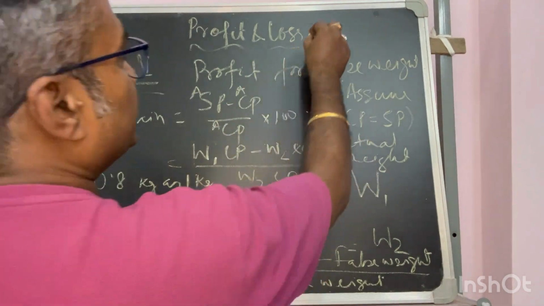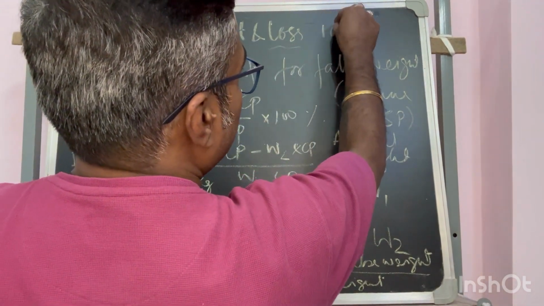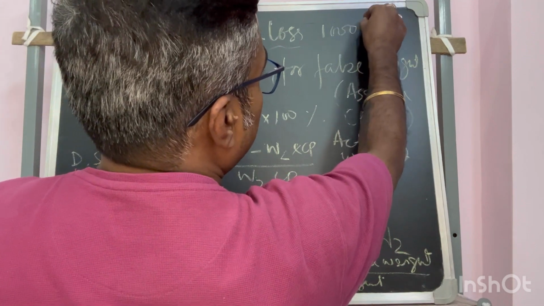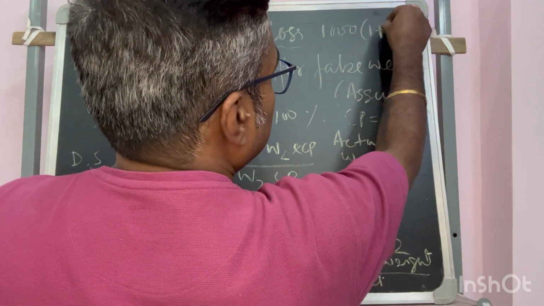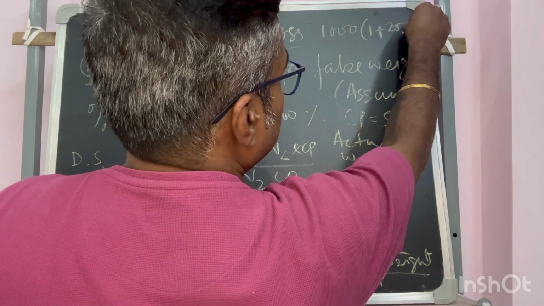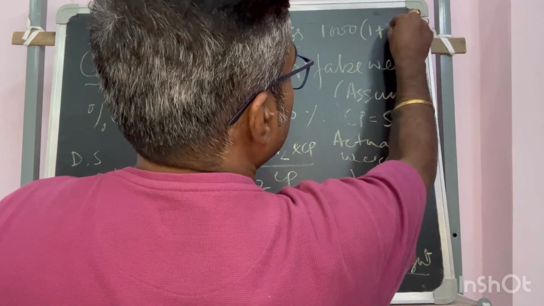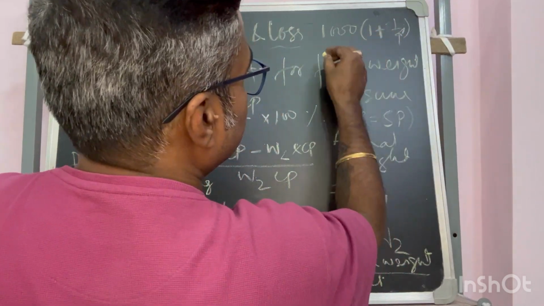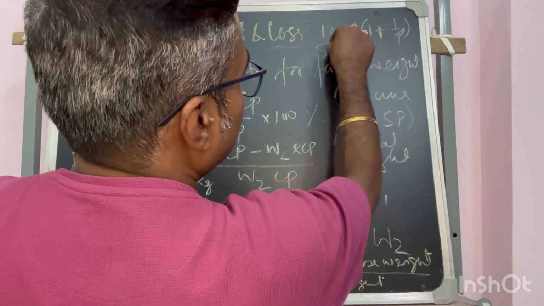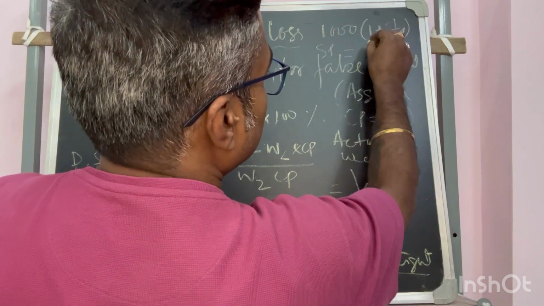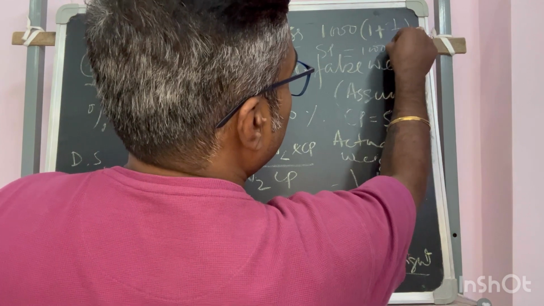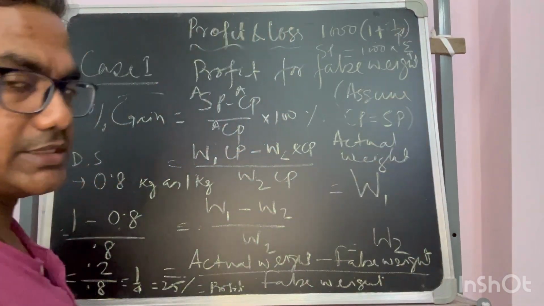So if the cost price is, let's say, 1000 rupees, his selling price will be 1000 into (1 plus profit), meaning 25%, so 0.25, that means 1 by 4. So his total selling price in this case will be 1000 into 5 by 4. This will be the case. Understood?